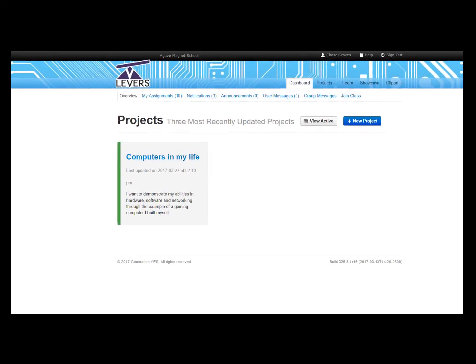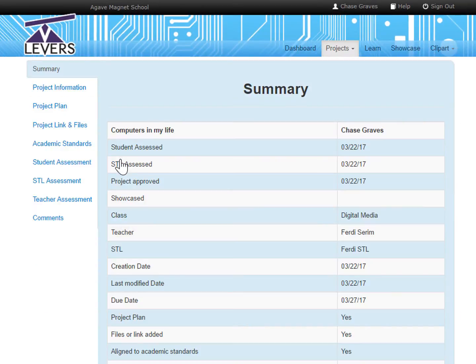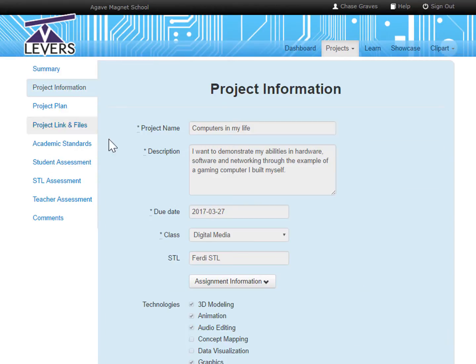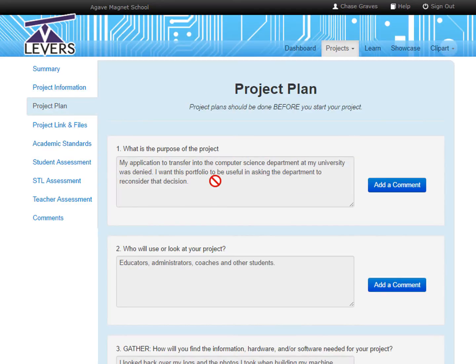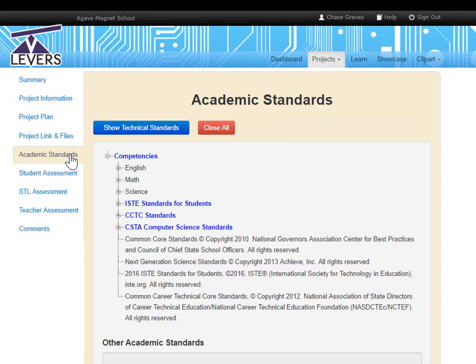Chase has his project in levers. When we look at the project, we can see the information that he's done. He wants to demonstrate his abilities in hardware, software, and networking through an example of a gaming computer he built himself. He has a project plan that's showing the purpose, who will look at it. He's linked the video so others can see the example. And when we look at the standards, he's looking at 3 things.